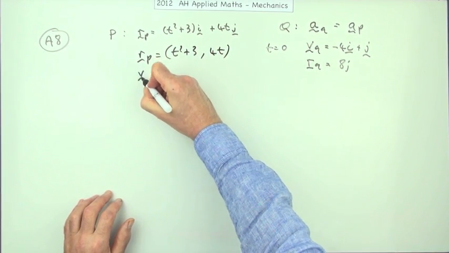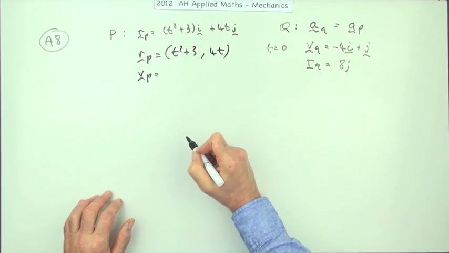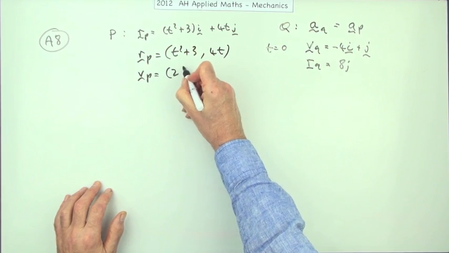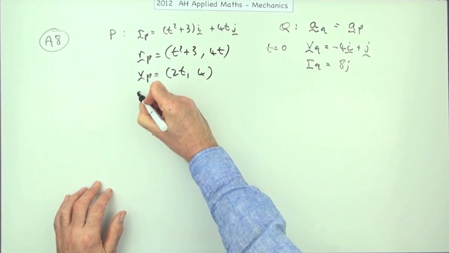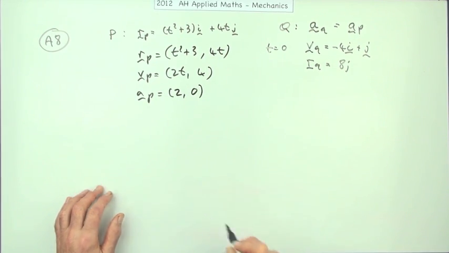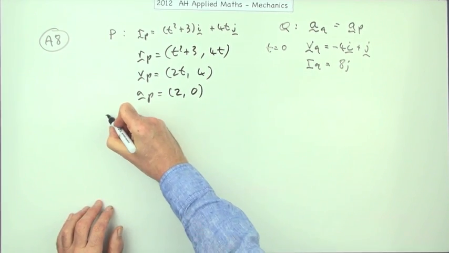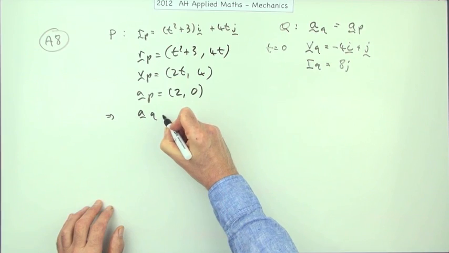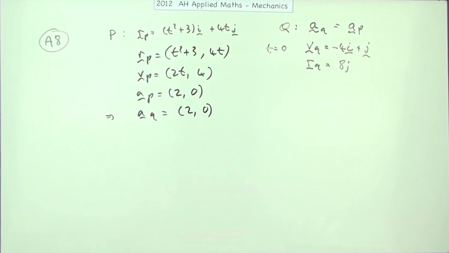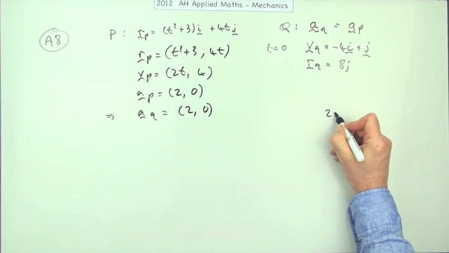So if I want the velocity of p, I'll differentiate it. I don't think I need to make the statements, it's only 3 marks. So that would be 2t, 4. And if I want the acceleration, I'll differentiate it again, so it'll just be 2, 0. So that means that the acceleration of q is the vector 2, 0. Notice that's just 2i, if you like.